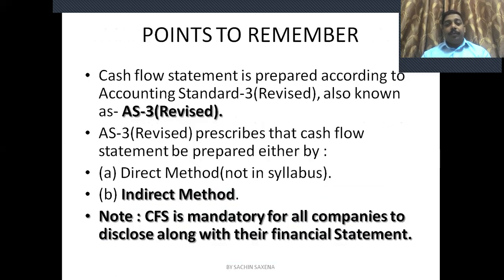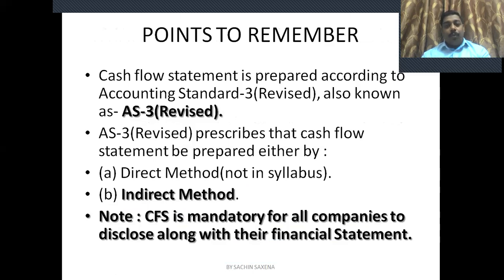Coming to the next one, point to be remembered. Now, while you understand cash flow statement, there are some points to be remembered. Number one, cash flow statement is prepared according to Accounting Standard 3 revised.